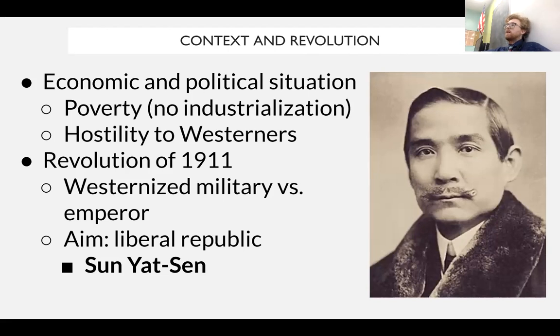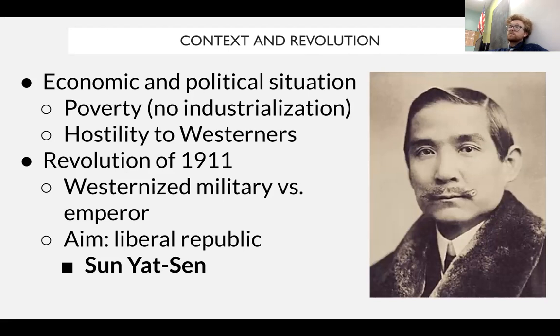Anyway, we are going to see in China, by the end of the Qing dynasty in the early 20th century, a lot of economic and political problems. We're going to see increased tensions in China by the start of the 20th century. For one thing, we don't really have industrialization in China. There's not going to be much economic prosperity.